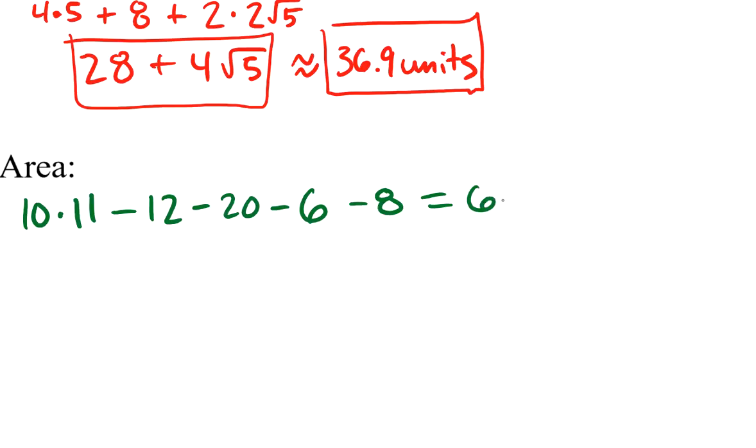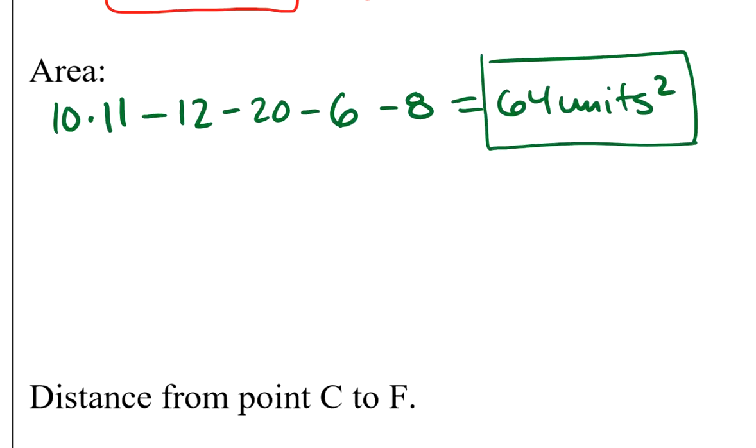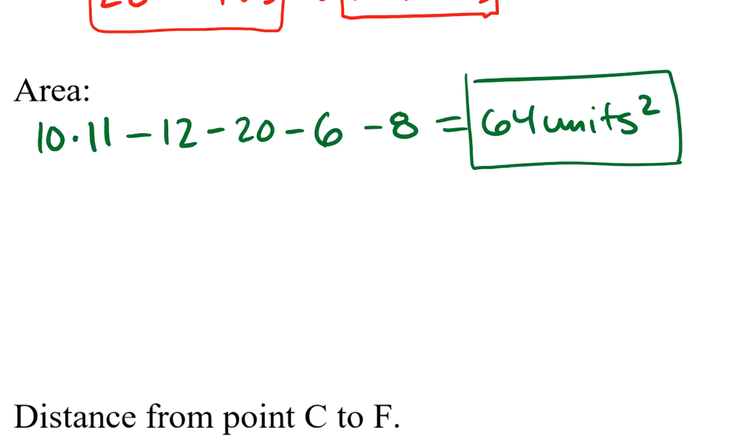This is 64. And these are not units. These are units squared, right? This is an area. And that was a nice, clean number, right? Perfect area, no radicals in it, no fractions, just 64 square units.